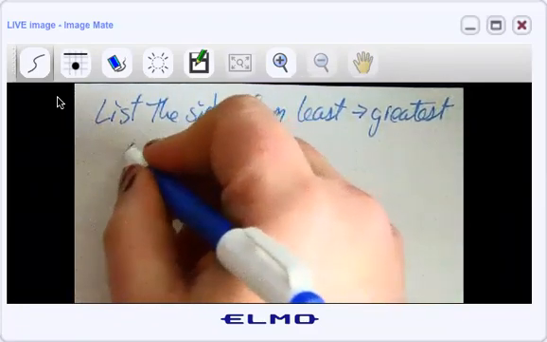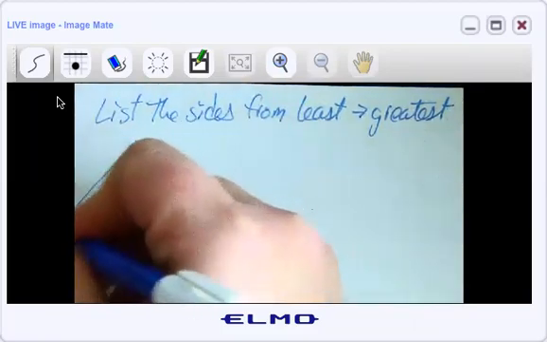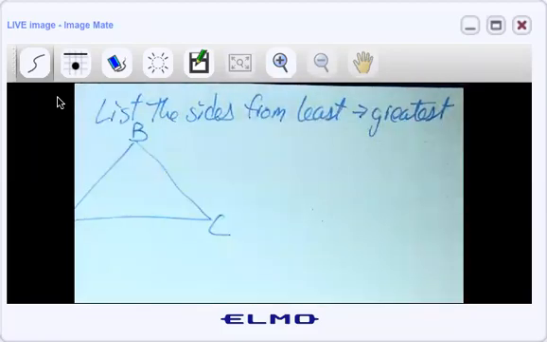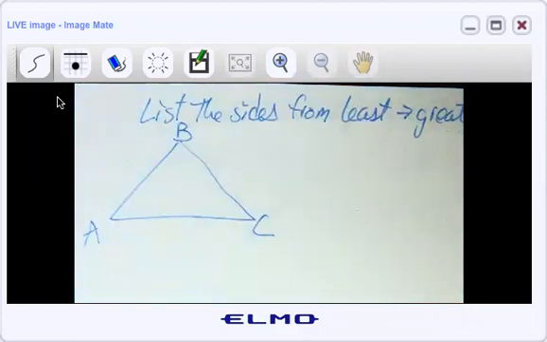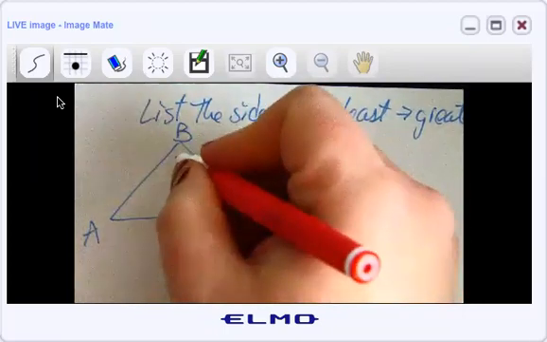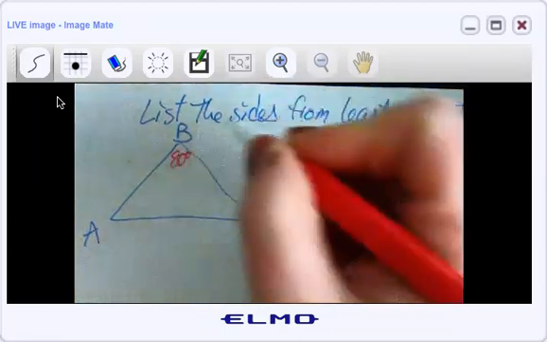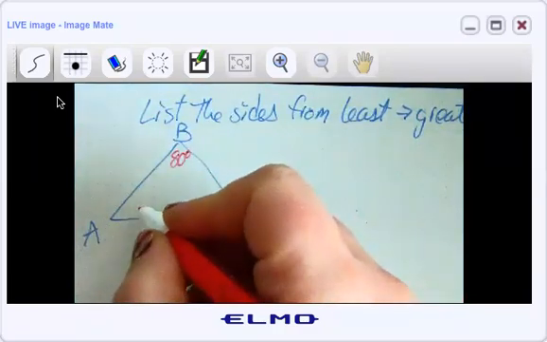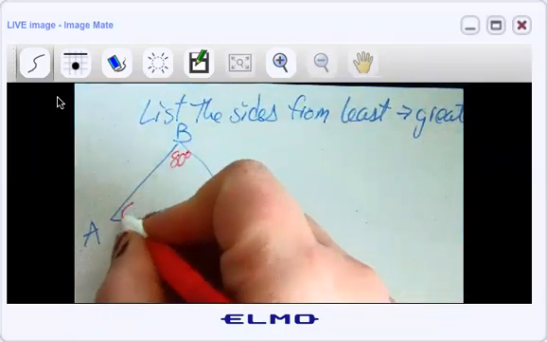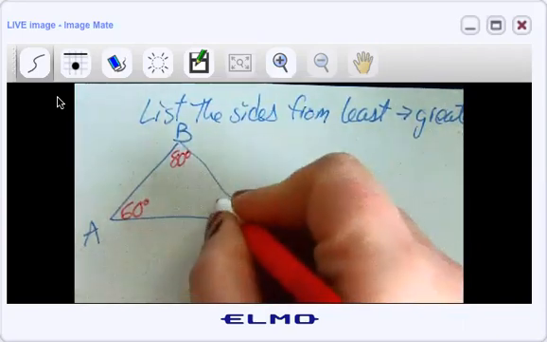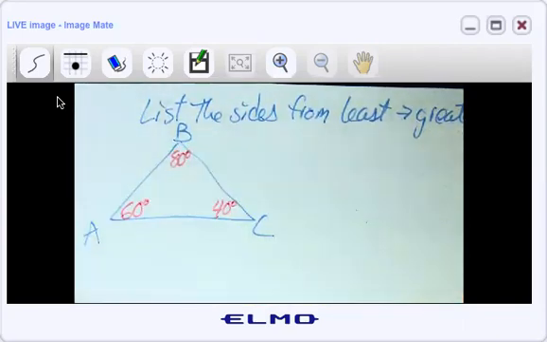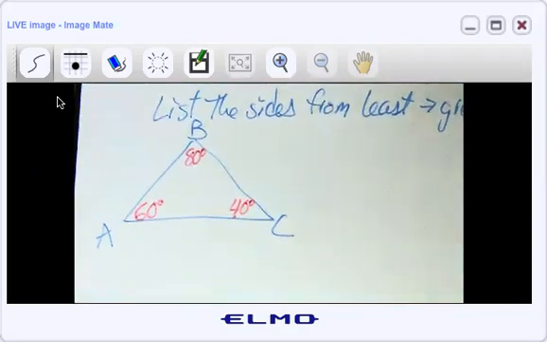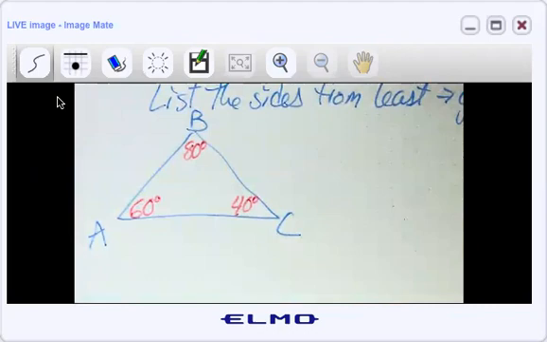Okay, so I'm going to give you a triangle again. A, B, C, but this time I'm going to give you information about the angles and not the sides at all. So let's just say I had, let's make you an 80-degree angle, let's make you a 60-degree angle, and let's make you a 40-degree angle. Okay, so I have my three angles. Hopefully you can see them nice and clearly. So now I want to list the sides from least to greatest.